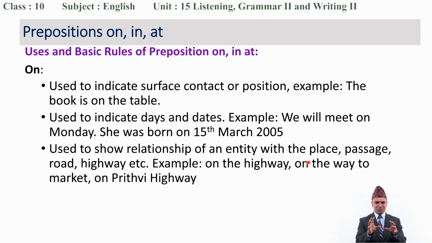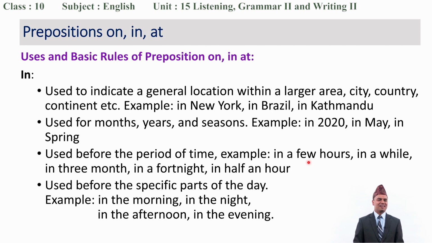Now these rules are applied in that question, so you remember that, you know that. And let's check the in. We use in to indicate general location within a larger area. I told Dharan we use in, Bhairava we used in, and in Pokhara also we use in. Not only that, but we can also use in for city, country, continent, like in New York, in Brazil, in Kathmandu. Use for month, year, and season. For example, in May, in spring, like that, okay.